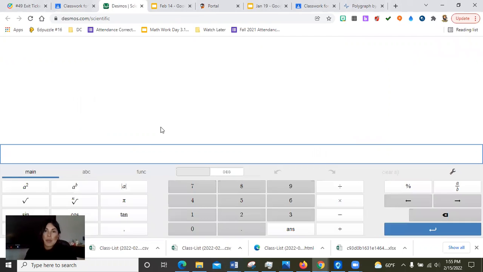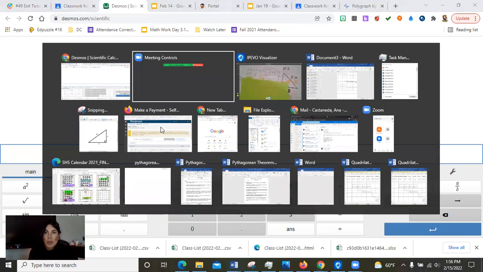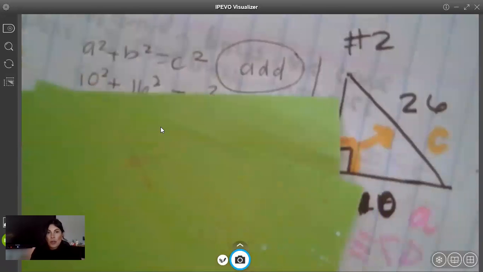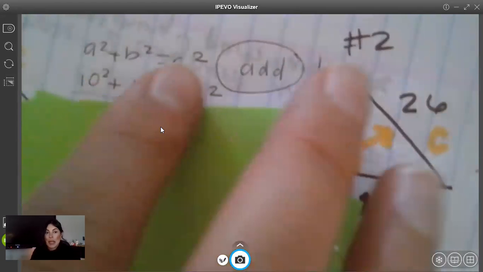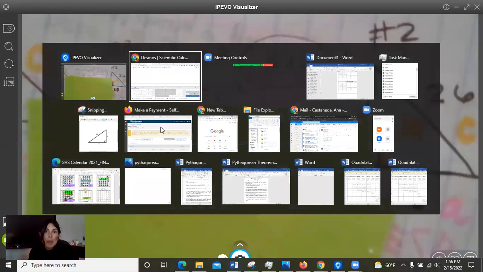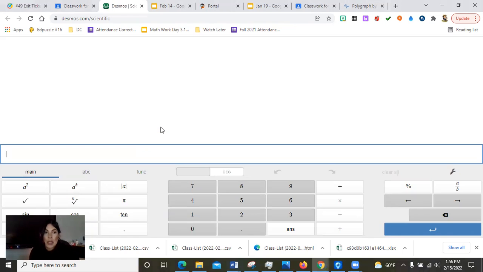So again, I'm typing in 10 squared plus 16 squared. Okay, remember that's 10 times 10 plus 16 times 16, not 10 times 2. All right, so 10 squared plus 16 squared. There's a squared button. I get 356. So then I write that down.